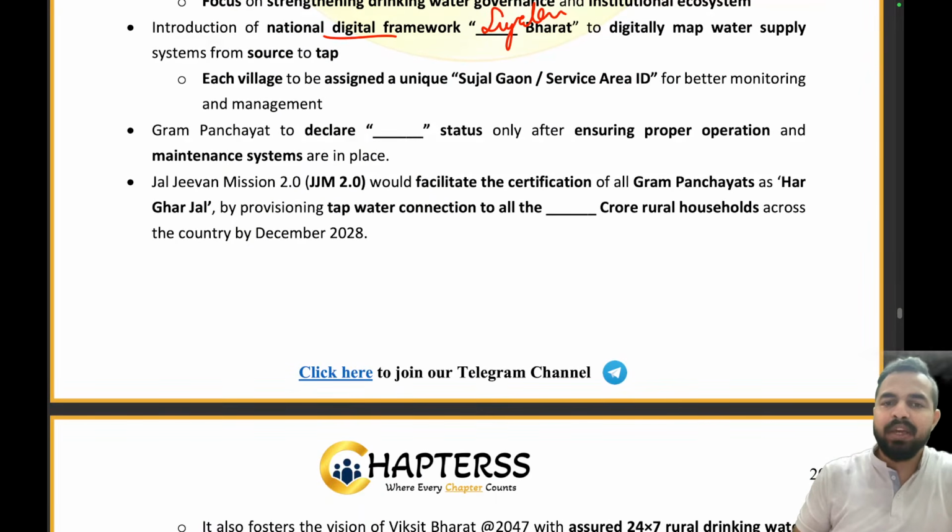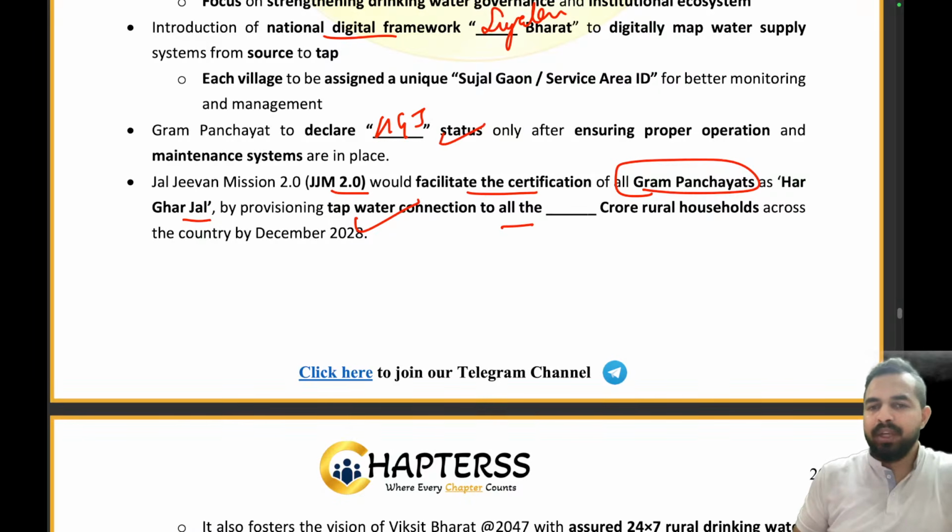Gram Panchayat will be declaring Har Ghar Jal status. Jal Jeevan Mission 2.0 will facilitate the certification of all Gram Panchayats as the Har Ghar Jal by providing tap water connection to all the, what amount of the crore rural households? 19.36.